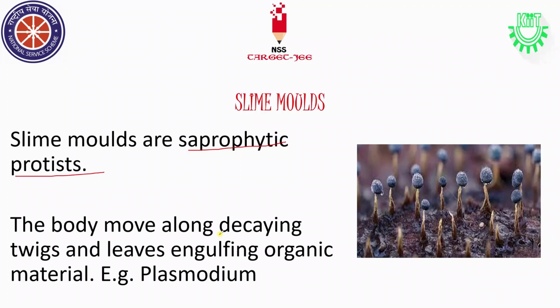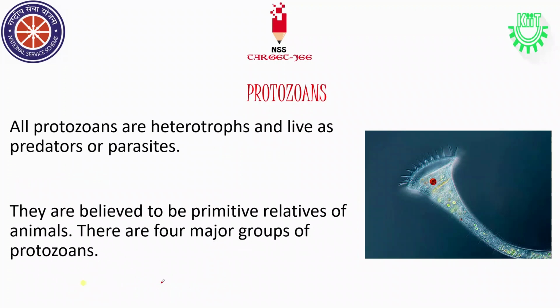Okay? So what do we need to remember about slime molds? That they are saprophytic. Saprophytic means that it is a process in which they obtain food by absorbing dissolved organic materials. Their body moves along decaying twigs and leaves engulfing organic material. What is an example of slime molds? Plasmodium. Okay?